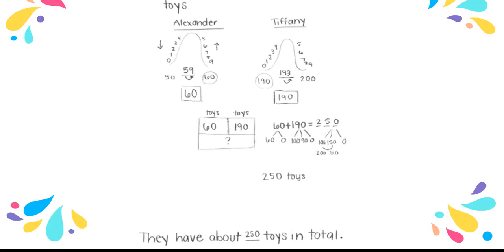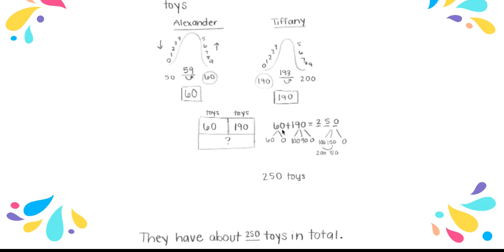All right, so here's what I did. You could have done it differently. I took Alexander's toys and rounded them. So he had 59 toys, which is about 60 toys. And Tiffany has 193, which is about 190 toys. So I took Alexander's toys and Tiffany's toys, and I put them in a part-part total model, and went ahead and combined them here.